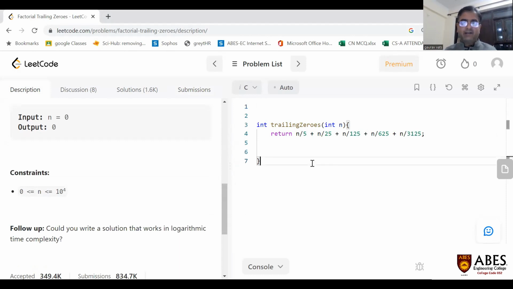Now my code is here. What I was telling you in the slide, I have expanded the formula. The formula is n upon 5, n upon 5 to the power 2, that means 25, plus n upon 5 to the power 3, that means 125, and so on: 5 to the power 4, 625, and 5 to the power 5, 3125. So this was our formula, which I have put here as the return value in this function. Let me check whether this code is right for our problem or not. Let me run this code.